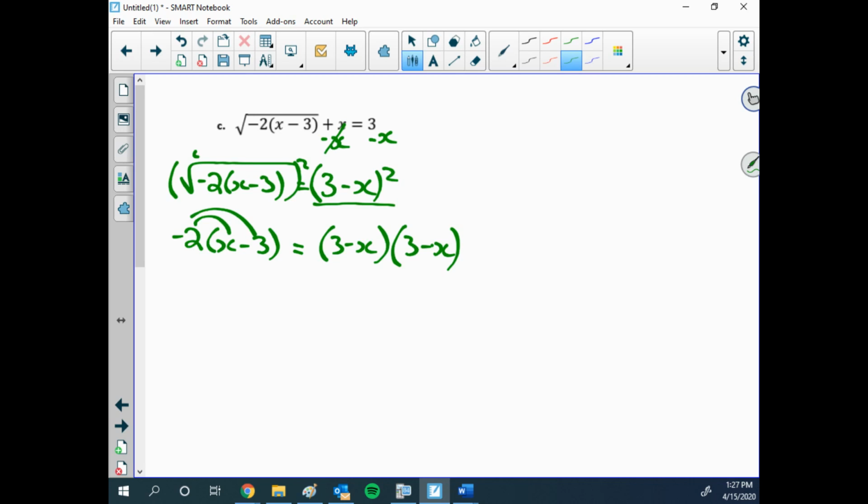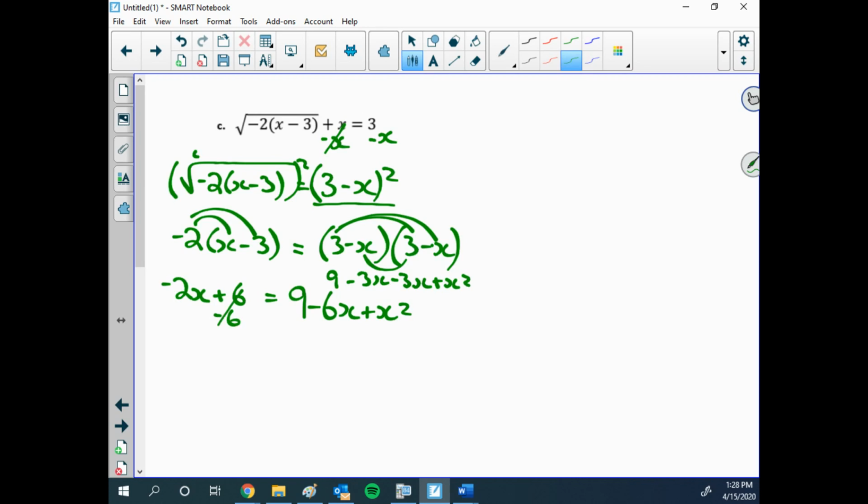So I'll distribute that negative 2 in, so I'm left with negative 2x plus 6 is going to equal 9 minus 3x plus x squared. Simplify that, I'd be left with 9 minus 6x plus x squared. And I want to get everything to one side so I can determine the value of x. So I will subtract 6 from either side and add 2x. So 0 is equal to 3 minus 4x plus x squared.